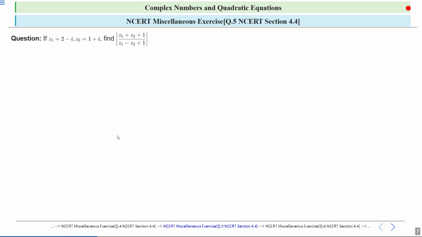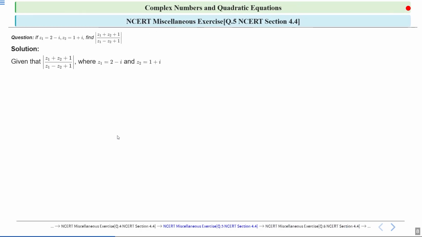Now let's look at question number 5. In this question, we are given z1 equals 2 minus iota and z2 equals 1 plus iota, and then we have to find the modulus of (z1 plus z2 plus 1) divided by (z1 minus z2 plus 1). So first of all, try it yourself and then see the solution.